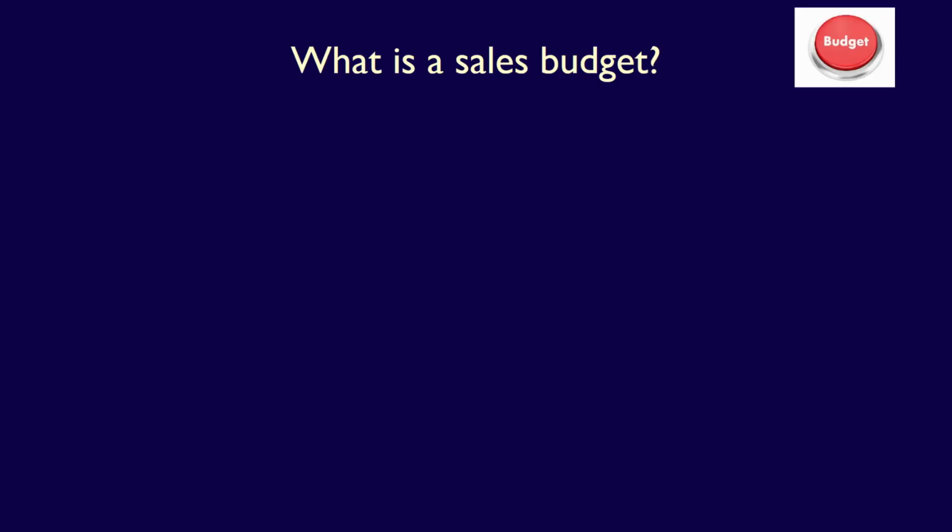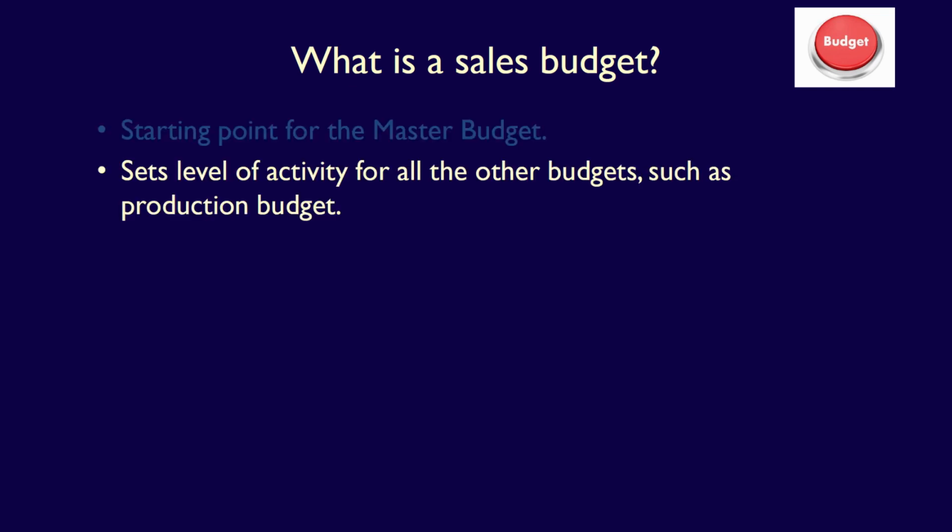In this video, we'll produce a sales budget. What is a sales budget? In the master budget, the first operating budget is the sales budget. The sales budget is important because it's used as the basis for subsequent operating budgets, such as the production budget. In fact, it's used to produce all of the other budgets.